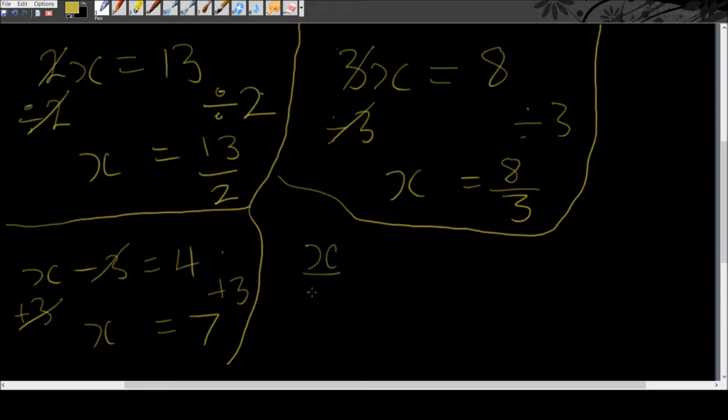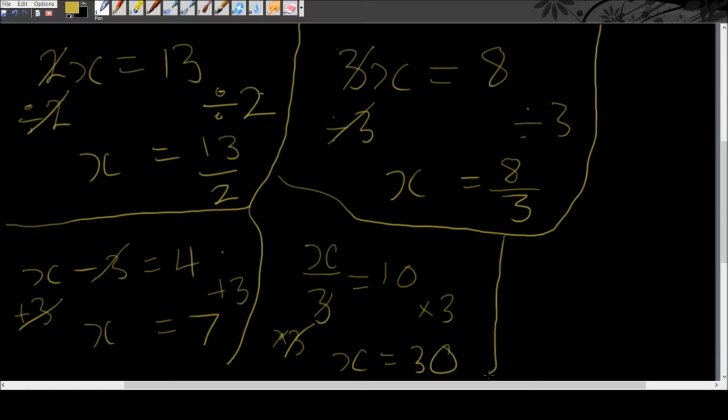Have x over 3 is equal to 10. So we need to get rid of this divide by 3. So therefore we need to times by 3. That times that side by 3, times that side by 3. So that's going to cancel that out. We're just going to be left with x is equal to 10 times 3, which equals 30. Okay, lovely. So guys, that is one-step equations in a nutshell, okay?